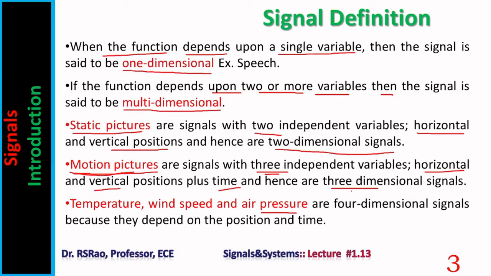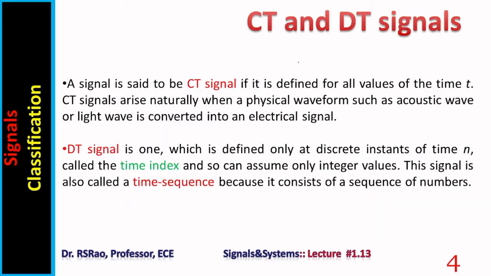Temperature, wind speed, air pressure. They vary from point to point in space. Space is a three-dimensional entity. And these quantities vary with time too. Therefore, another dimension, time, comes into picture. So they are examples for four-dimensional signals. Now we move on to classifications.